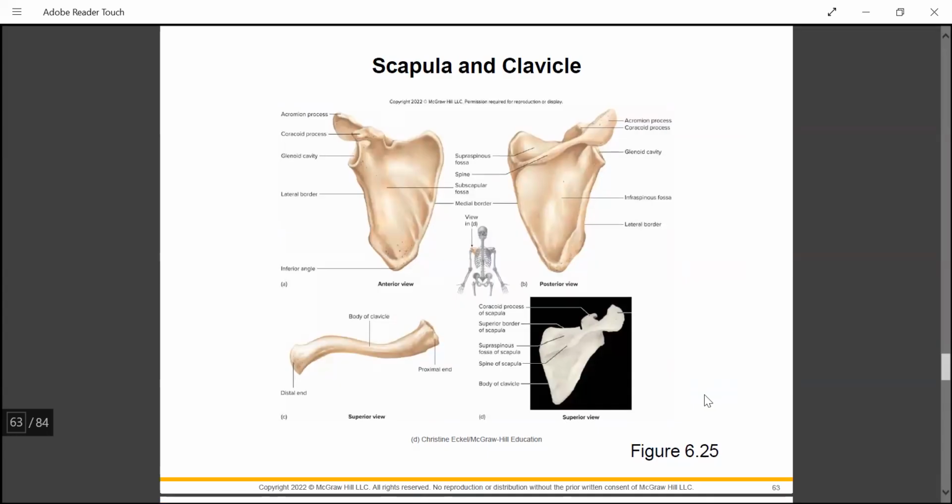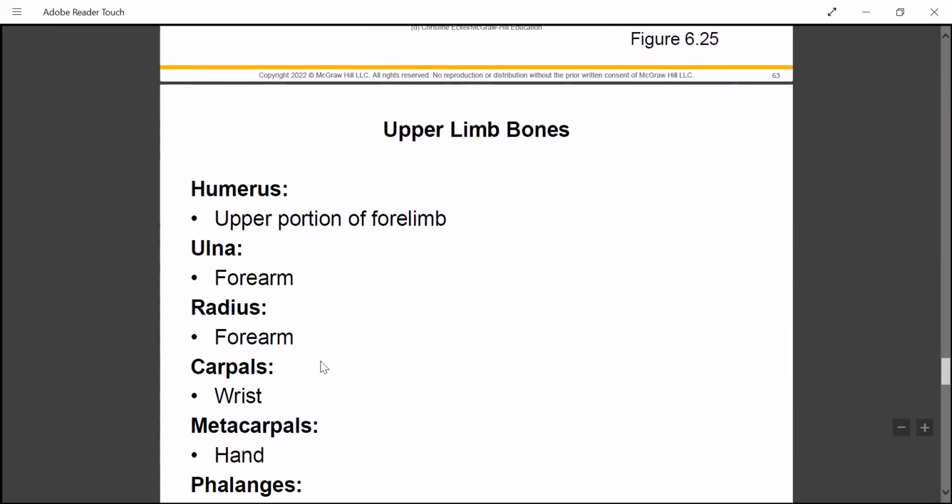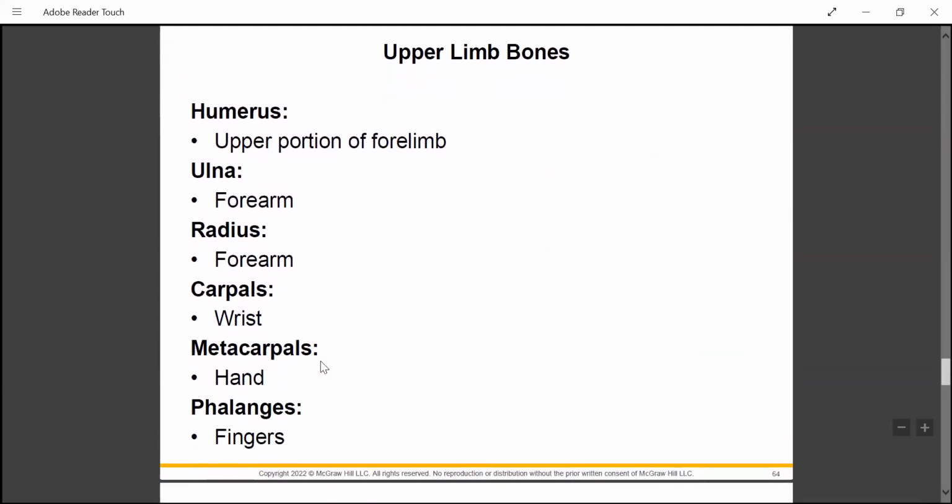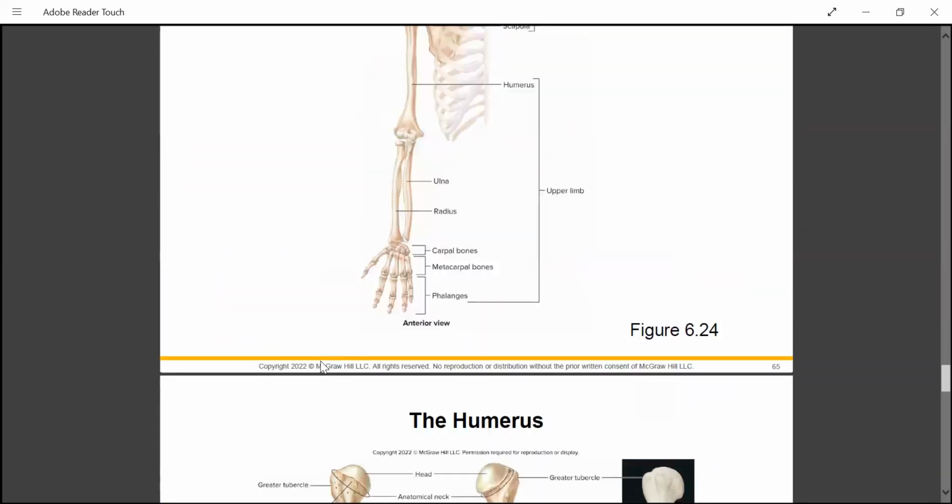This is just a more zoomed in view of our scapula and clavicle. This is the anterior view and posterior view. And then here's our clavicle. This is where it would meet your sternum, and this is where it would be meeting the shoulder blade and shoulder joint. So we just talked about those.